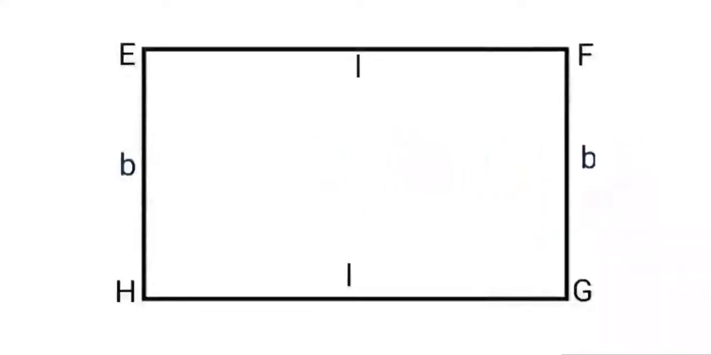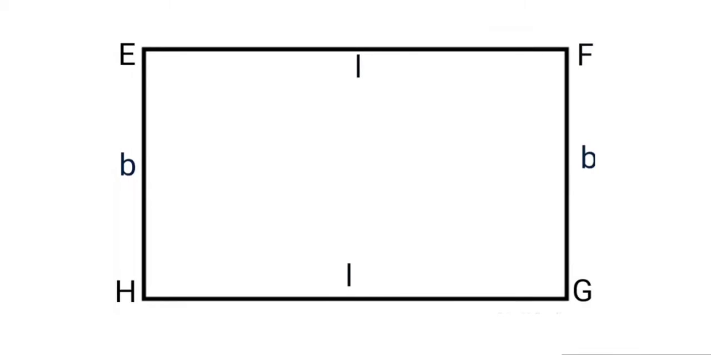Hello scholars, today I am going to start chapter number 11, perimeter and area. So first see what is perimeter. The length of the boundary of any plane figure, or the sum of the measure of all its sides, is known as its perimeter. See one figure.